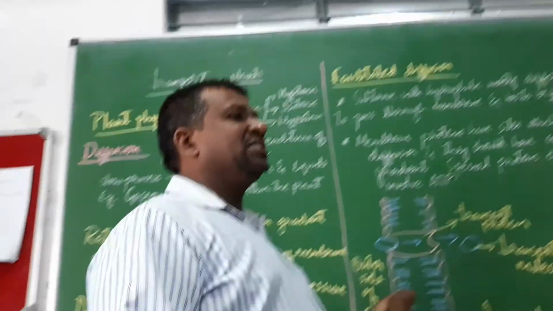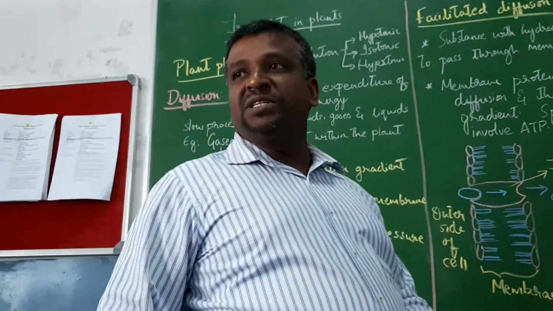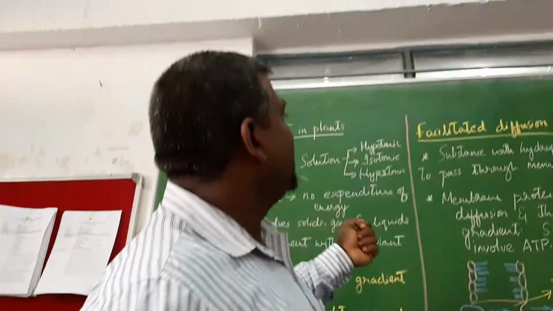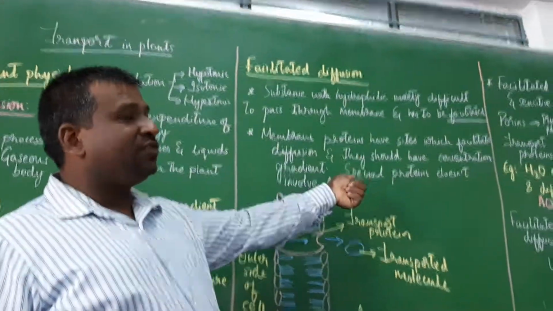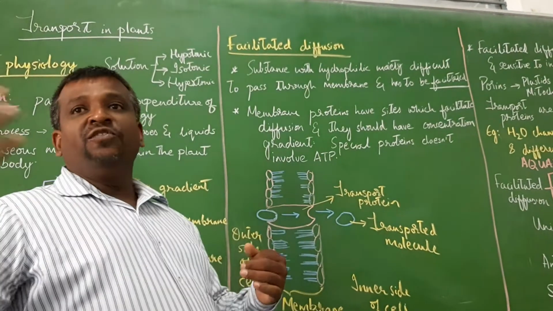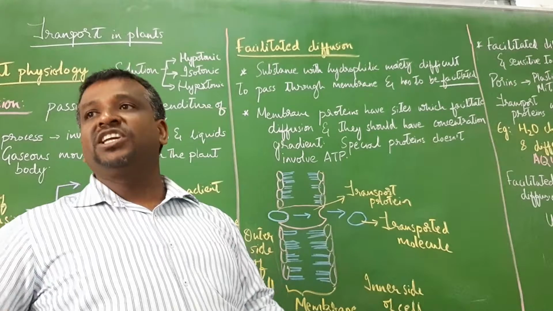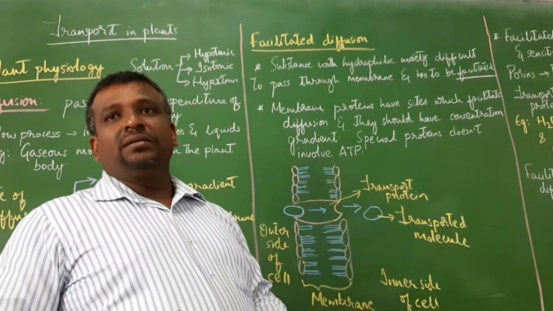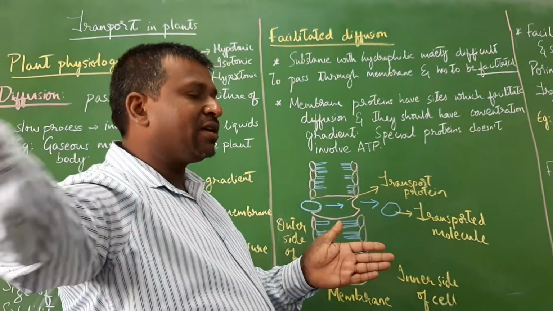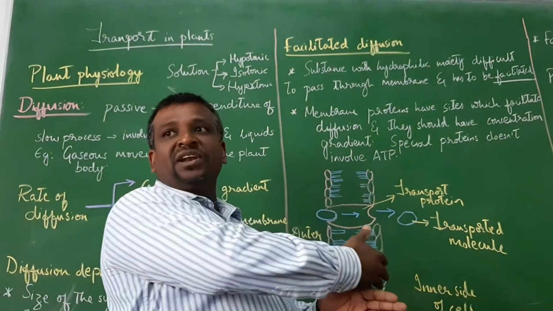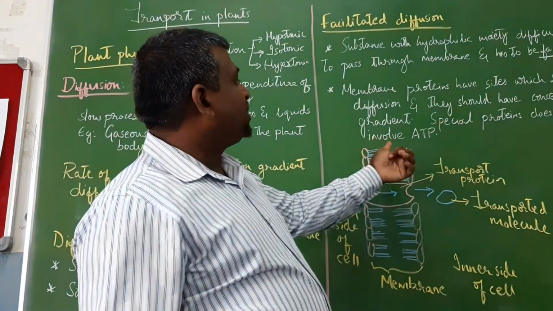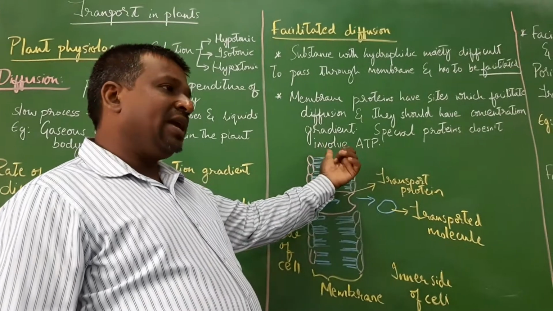But for which substances do they facilitate? Hydrophilic substances, which cannot normally enter through diffusion. Membrane proteins have sites which facilitate this diffusion and there should be a concentration gradient. Again, facilitated diffusion is not against the concentration gradient. It is with the concentration gradient. Facilitated diffusion also takes place from higher concentration to lower concentration. And special proteins don't require ATP.